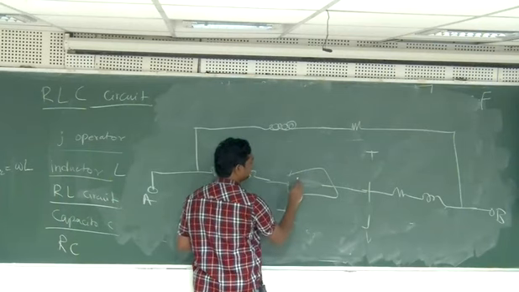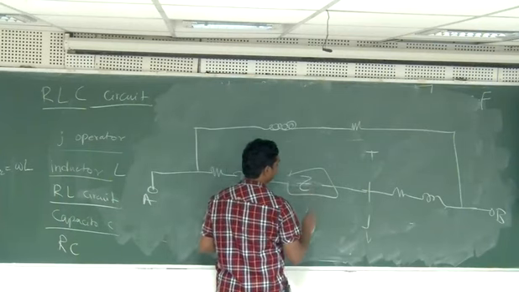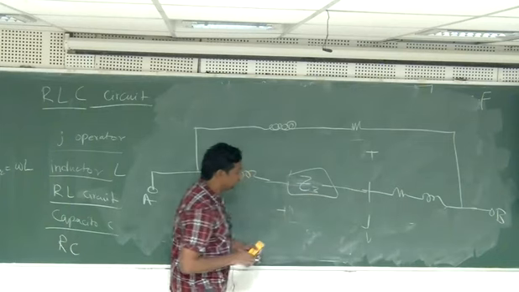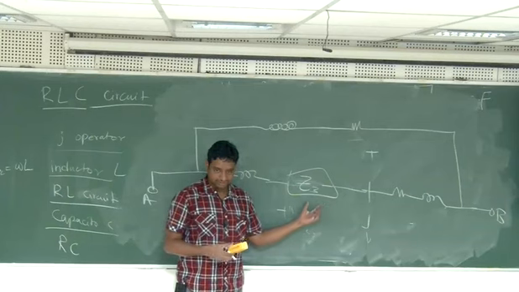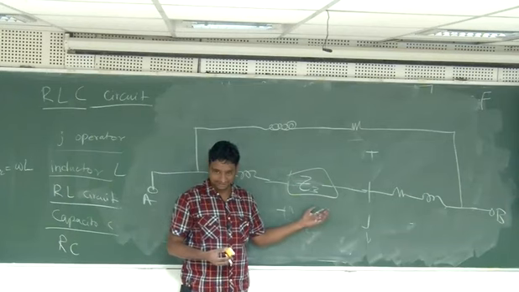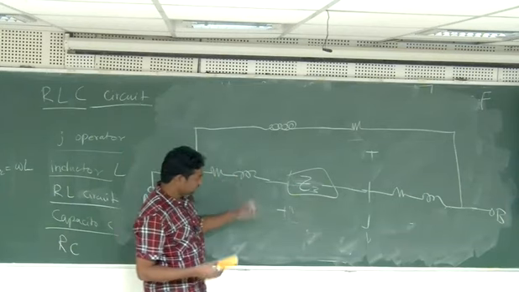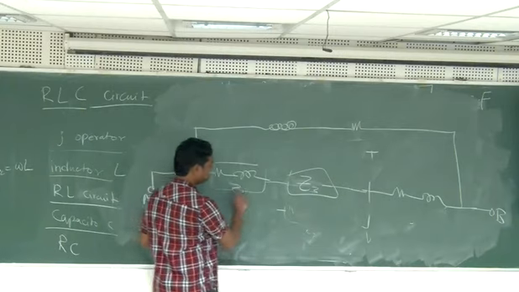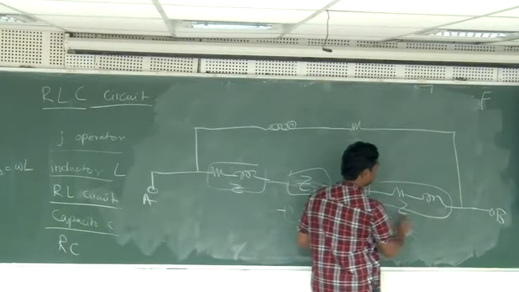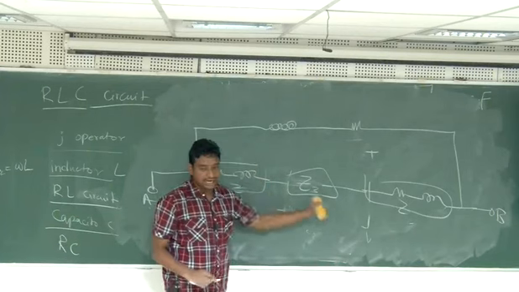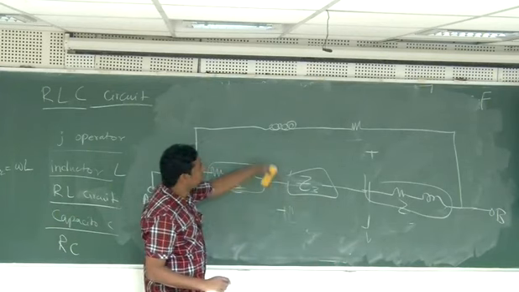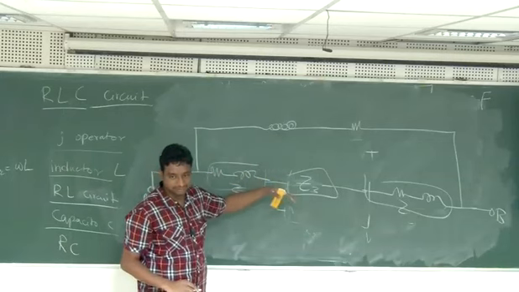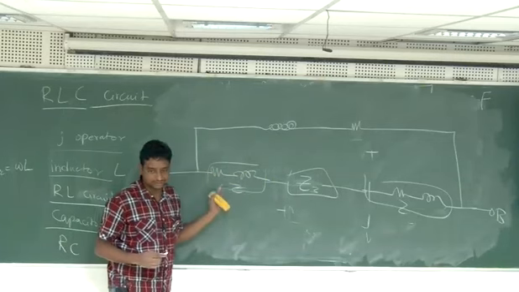Let's say Z3, depending on the j value, if it is positive, then it is inductance. If the j value is negative, then it is capacitance. Then these are in series, so you can add them. Add the real component, add the imaginary component, you will get the total impedance. Then parallel with this. So 1 by that, 1 by that. So like that you can find the total impedance.